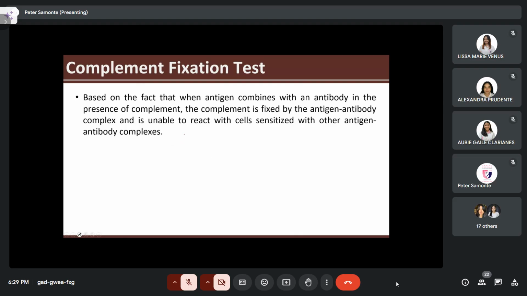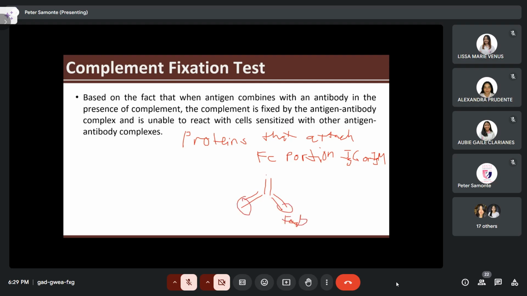Ang complement ninyo, these are a group of proteins. These are a group of proteins that would attach to the Fc portion of either IgG or IgM. Di ba ito yung antibody ninyo? Itong dalawang to, these are the Fab. Itong part na to, this is your Fc. So dito mag-a-attach yung complement ninyo.